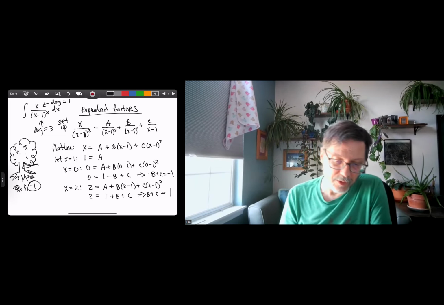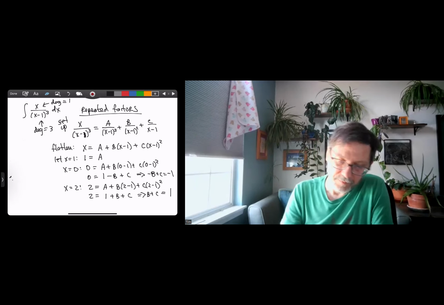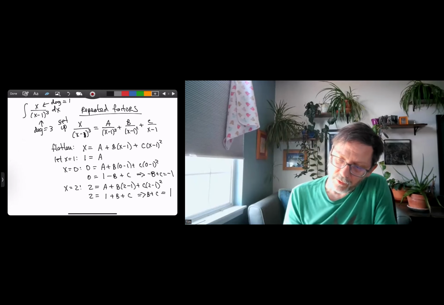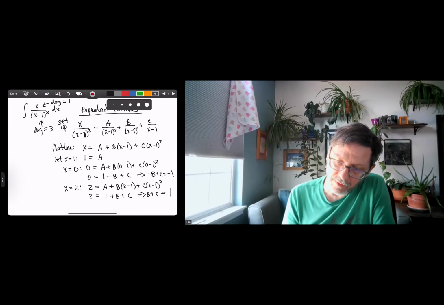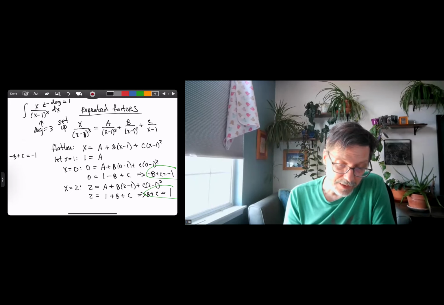Now I've got a system of equations. I'm sorry, tree of kind values, be gone. So let's write these two equations. I've got these two things right now, and I need to solve them simultaneously for b and c. So we've got -b plus c equals -1, and I've got b plus c equals +1.